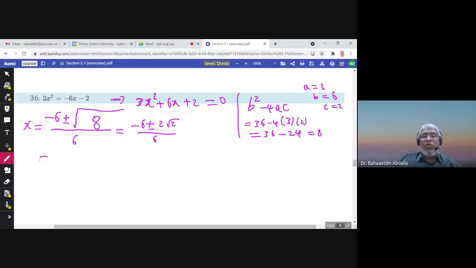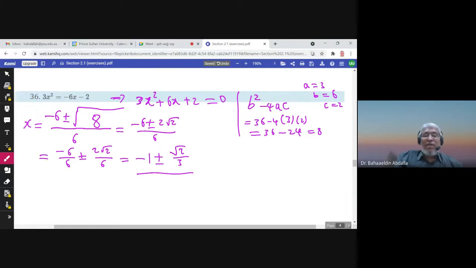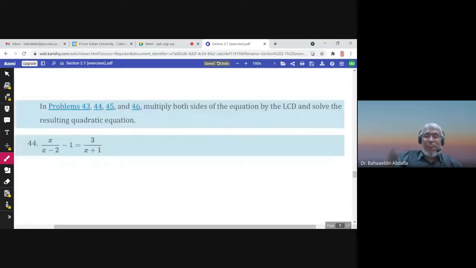I can take 2 as a common factor, or let me do something else. Let me write this as negative 6 over 6 plus or minus 2 square root of 2 over 6, and negative 6 over 6 is negative 1, and 2 over 6 is just 3 in the denominator. So you can write the answers like this. So you do not have to take a common factor if you do not like taking common factors.